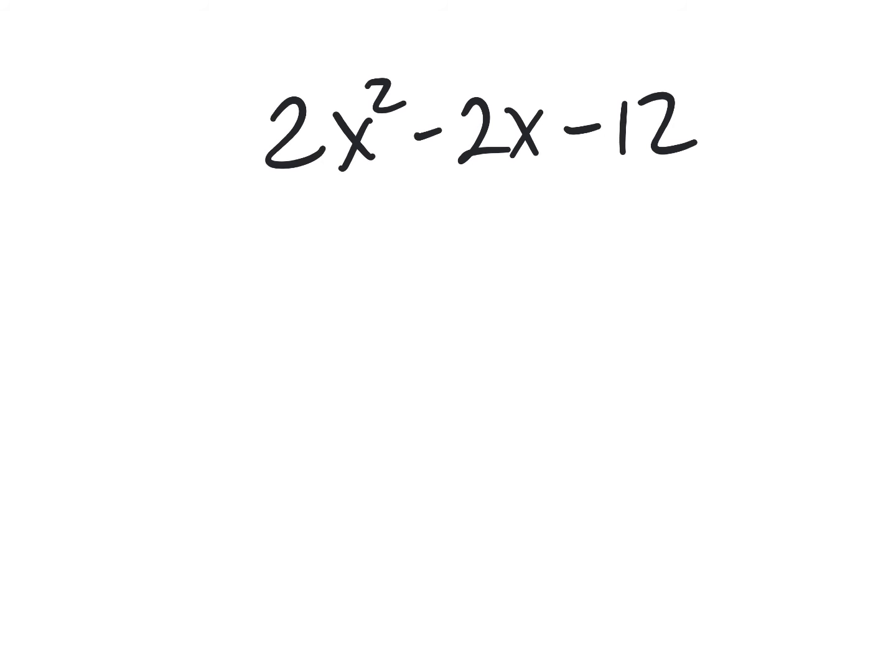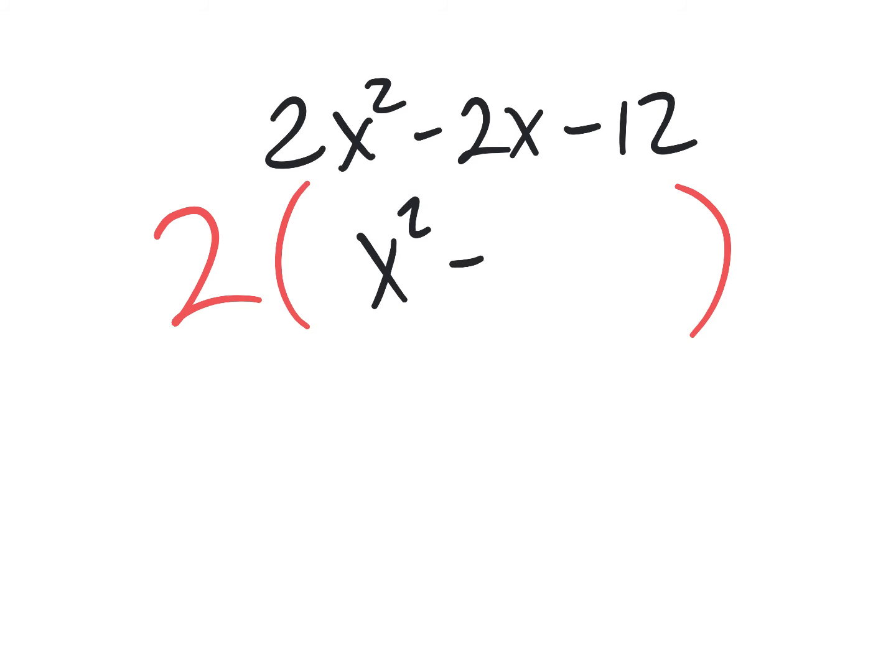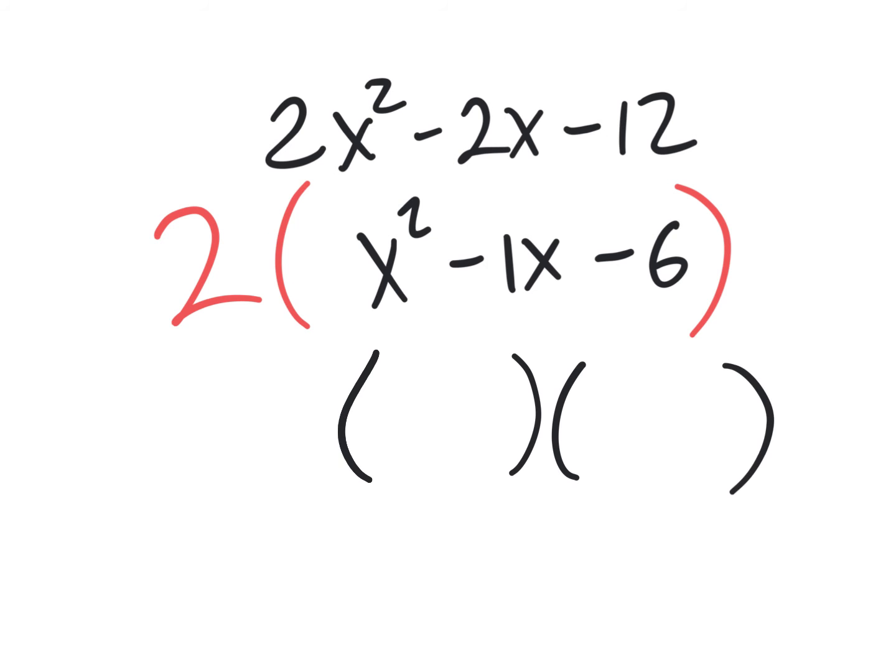What's the GCF here, guys? 2. Okay, we're going to pull out that 2. What's going to be left on the inside? X squared minus 1x minus 6. Now, if you look at the inside, you do have a quadratic trinomial where your a value is 1. So now you could try to continue factoring. You might not be able to, but you try it.